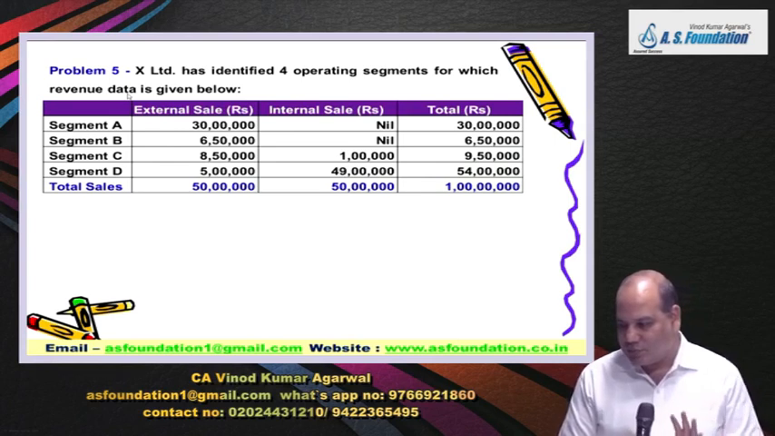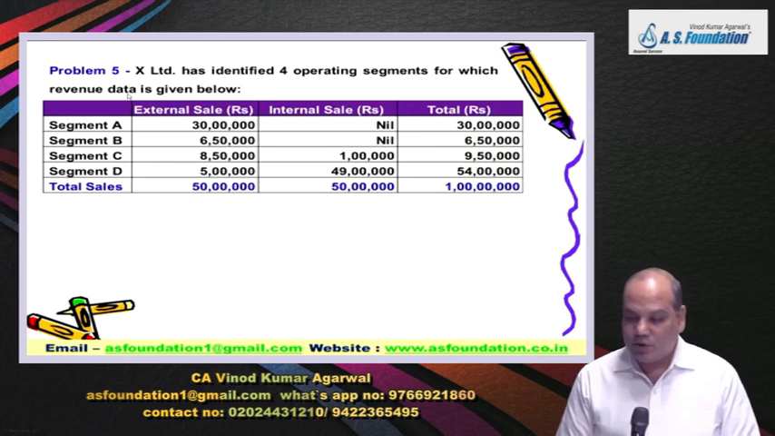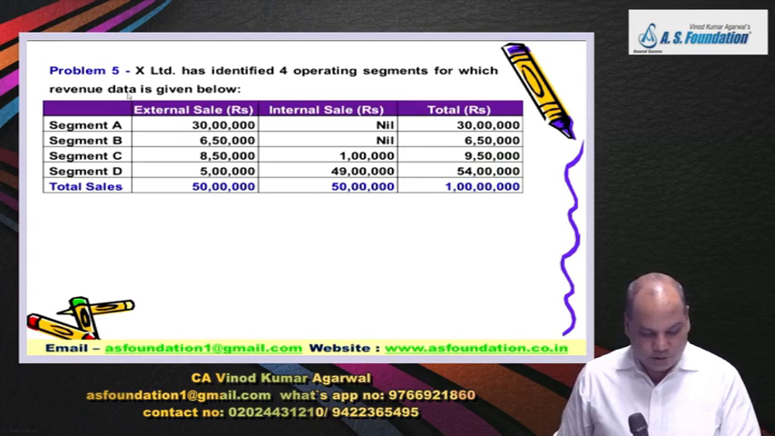This is the easiest problem, but a wrong question. Identify what is wrong in this question. X Limited has identified 4 operating segments for which revenue data is as follows. Internal sale, external sale, total sale. Segment A, B, C, D. Then it says additional information.